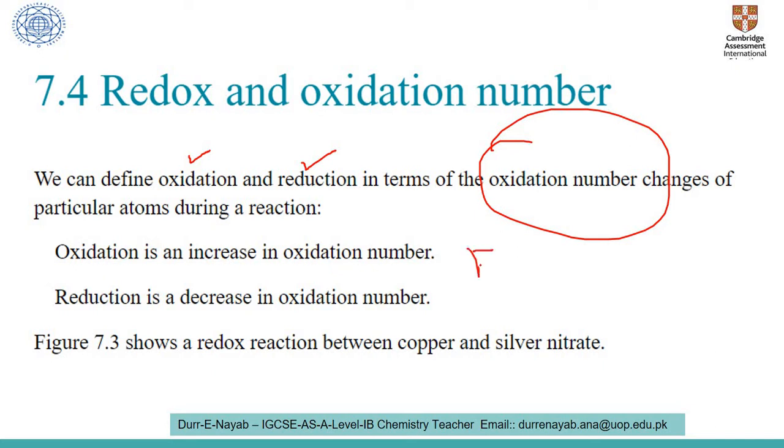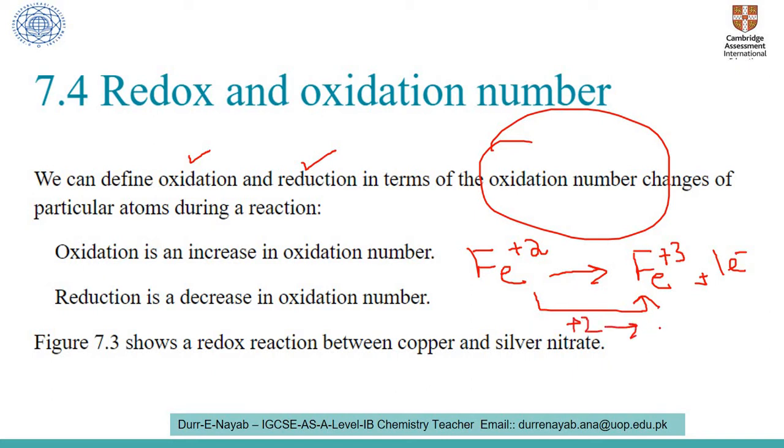If I give you an example, let's have a look. I have an iron. This iron is in the +2 state. What happened? It loses one electron. So the charge on the iron changed, and now the iron is not in a +2 state but in a +3 state. So you can see iron +2 is changed into iron +3 by the loss of one electron. So there is an increase in the oxidation number from +2 to +3.